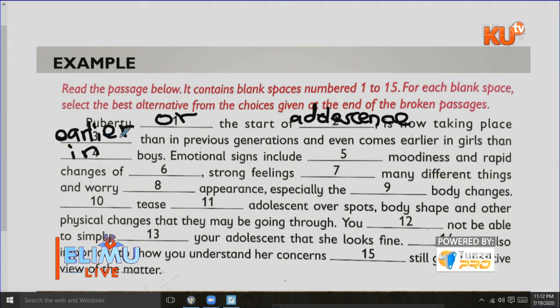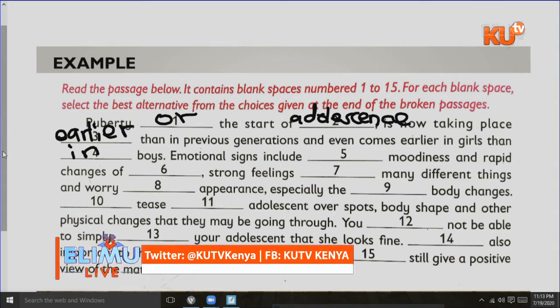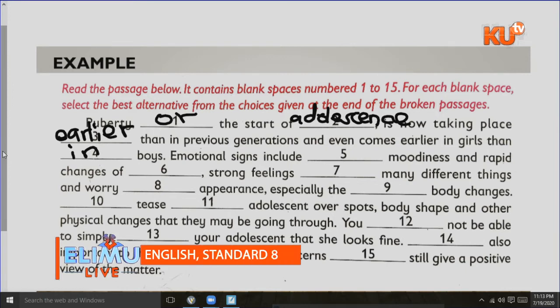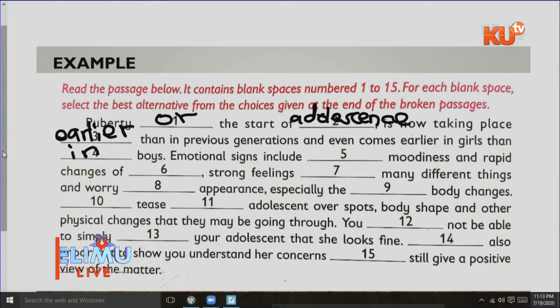Puberty, does it take place earlier than in previous generations or later than in previous generations? And having read the whole passage, then you come up with the correct reasoning for your choice there, which will be earlier than in previous generations, and even comes earlier in girls than dash boys: than with boys, than at boys, than on boys, than in boys. So the answer there is comes earlier in girls than in boys. You've even been given a clue there, which is earlier in girls. So it is comparative.